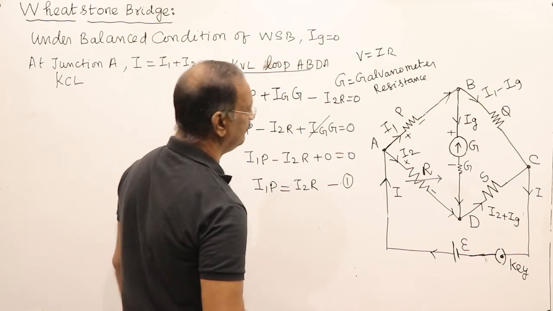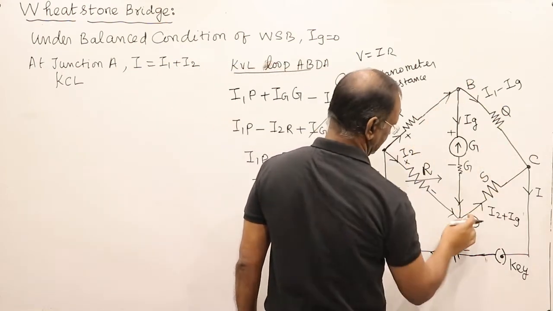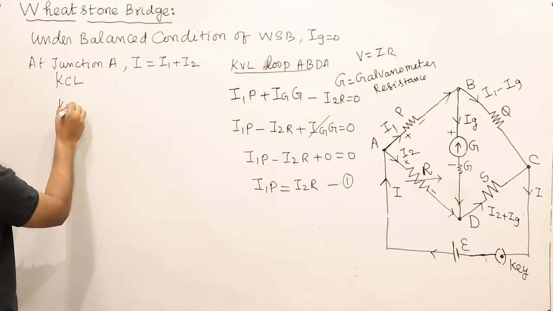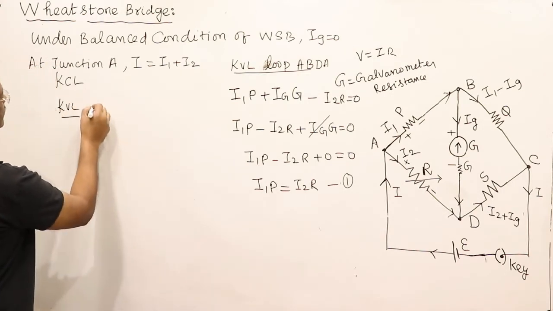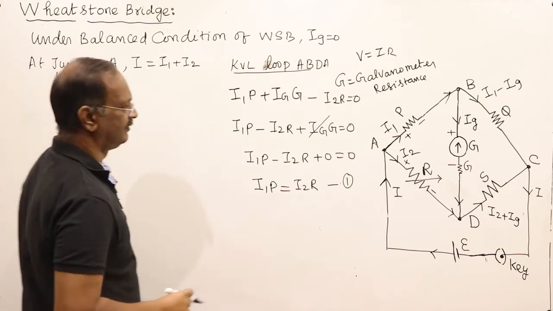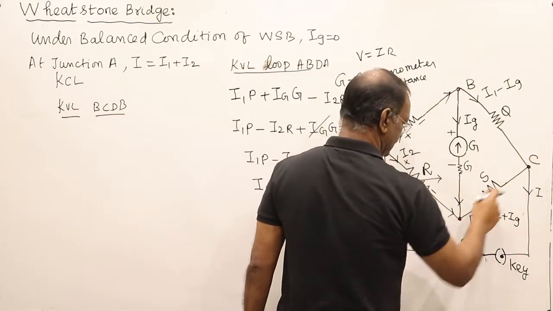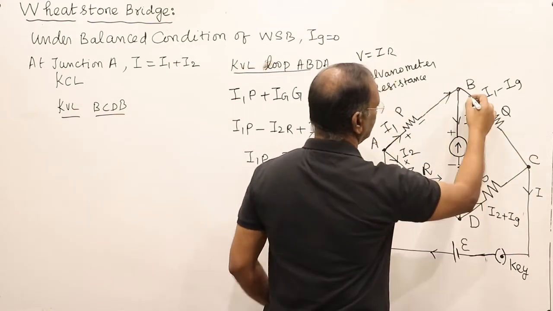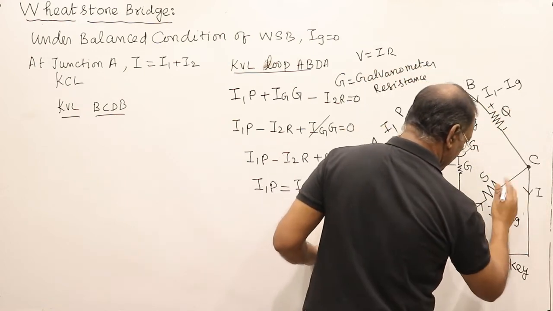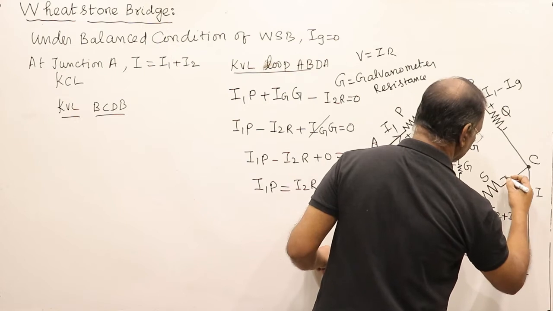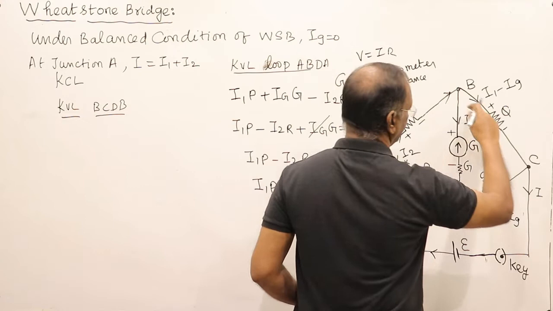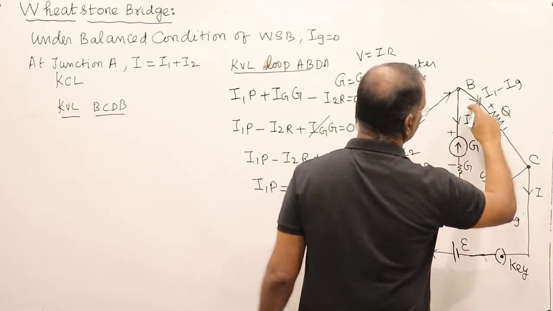Now again we will go B, C, D, A. We will apply KVL for the loop BCDA. B, C, D and B. So our path is from here to here, here and here. Current is flowing from here, this will be the positive side, this will be the negative side, and the current is flowing as we have marked it. Our path is BCDB, B to C.